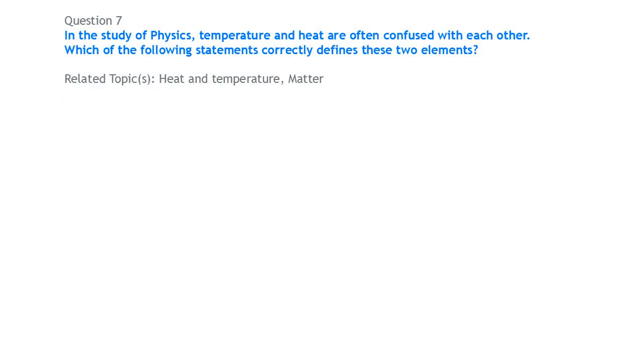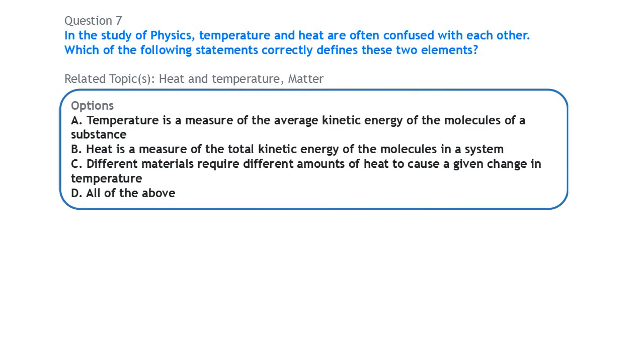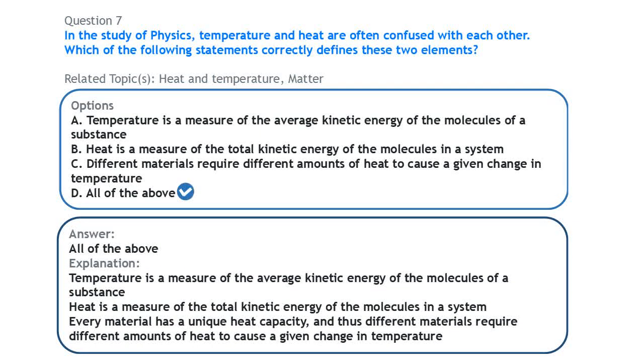Question 7. In the study of physics, temperature and heat are often confused with each other. Which of the following statements correctly defines these two elements? This question is related to heat and temperature, or calorimetry. The first statement, that temperature is a measure of the average kinetic energy of the molecules of a substance, is correct. We can say it is the degree of hotness or coldness of a substance.